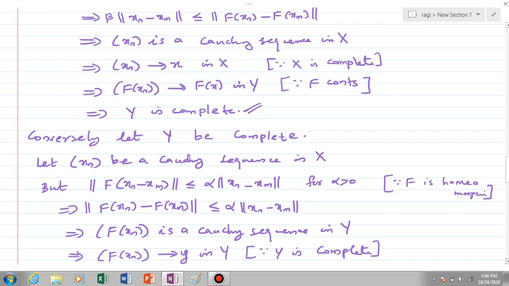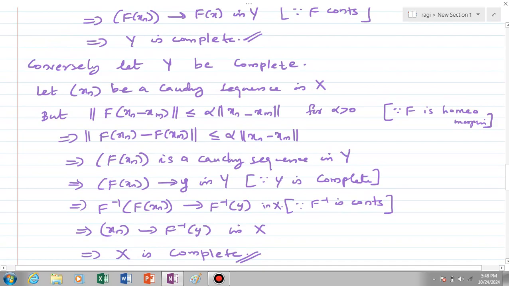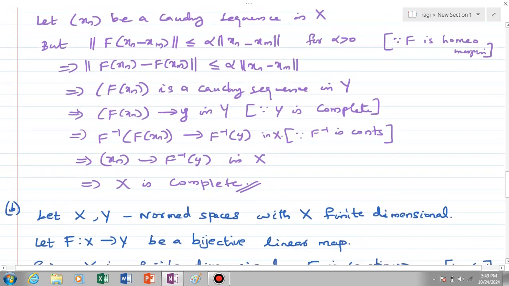And since xn is a Cauchy sequence, from this we can infer that the sequence f of xn is a Cauchy sequence in Y, and since the space Y is complete, we can say that the sequence f of xn converges to some point y in capital Y. And since f inverse is continuous, we can write f inverse of f of xn converges to f inverse of y in X. This means that the sequence xn converges to f inverse of y in capital X, and so the space capital X is complete. Okay, this is the first part of the theorem.